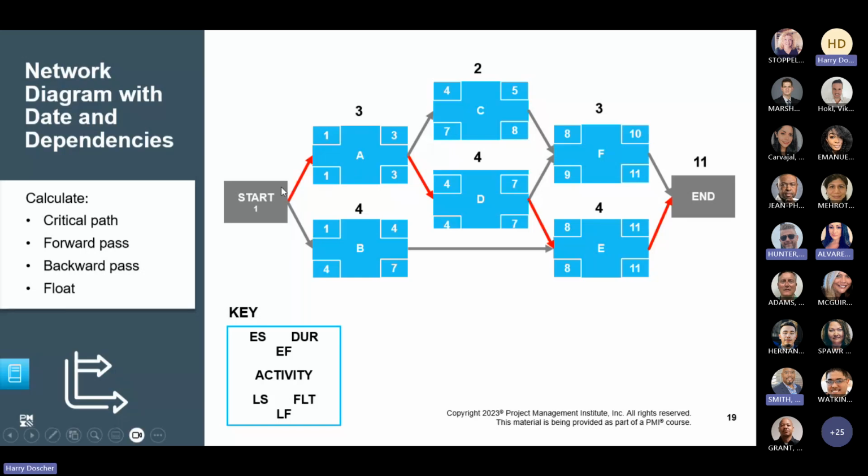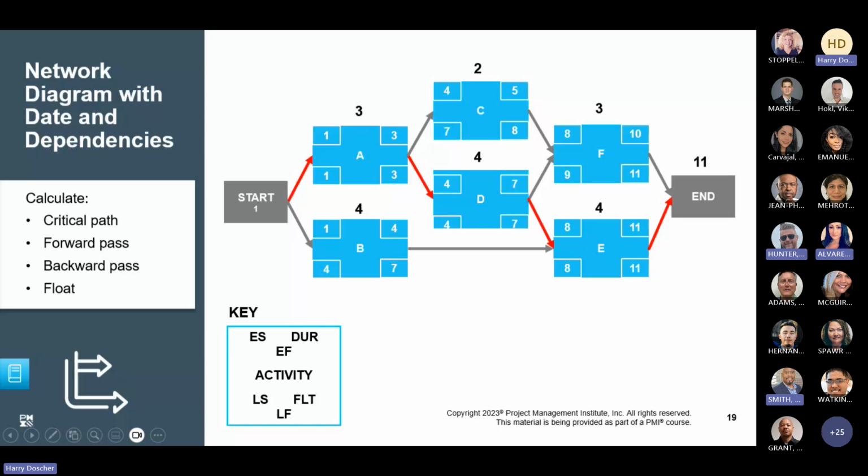In this case, it's going to be going from start to activity A, to activity D, to activity E, to end. If you take a look here, activity E and activity D are both 4, so that's 8 units of time. And activity A is 3 units of time. So your critical path is 11 units of time.